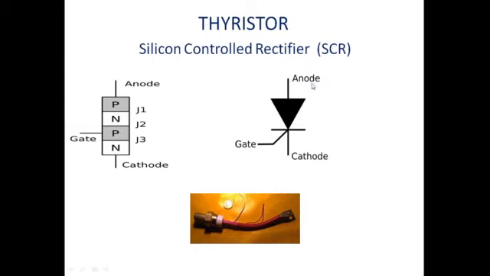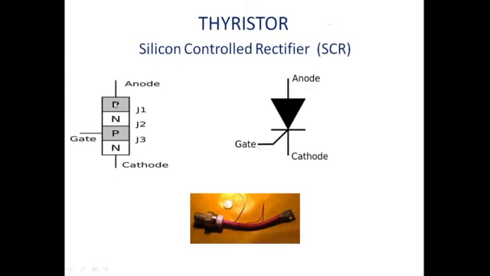Here you can see a three terminal device. The terminals are anode, cathode, and gate. Power usually flows from anode to cathode, and we can control the power flow using the gate.